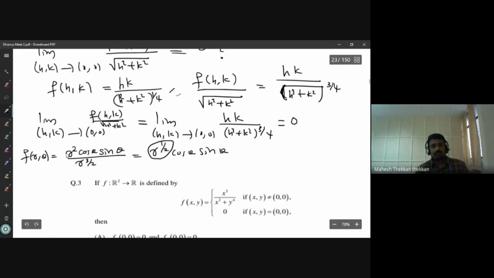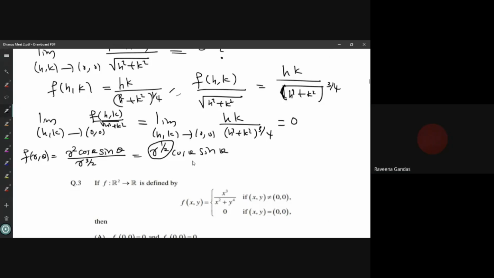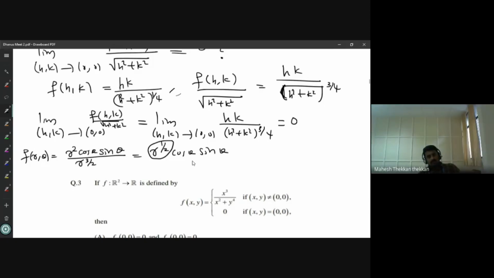Sir, I have a doubt. You are applying the polar coordinates here. Can we apply the polar coordinate system even if we know that the limit does not exist, or only in the case where we know the limit exists? No, you can apply polar coordinates in general also, but that does not give you any conclusion.